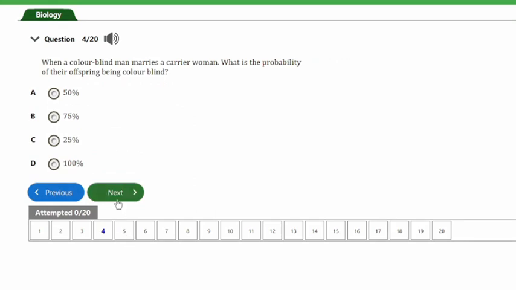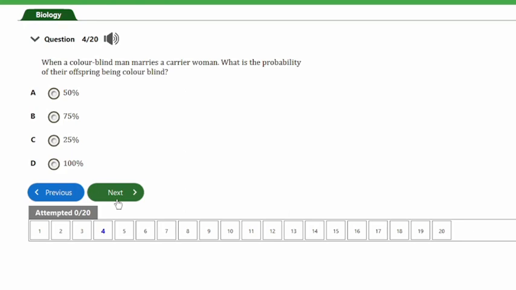The question says, when a colorblind man marries a carrier woman, what is the probability of their offspring being colorblind? So we have A 50%, B 75%, C 25%, and D 100%. So guys, when a colorblind man marries a carrier woman, the probability of their offspring being colorblind is 50%. That's 1 out of 2.